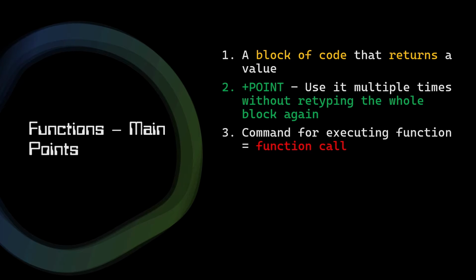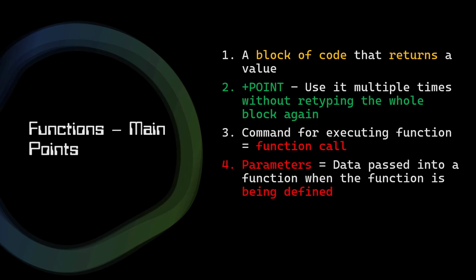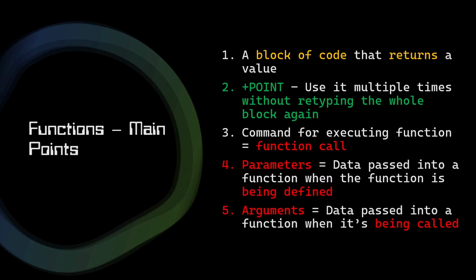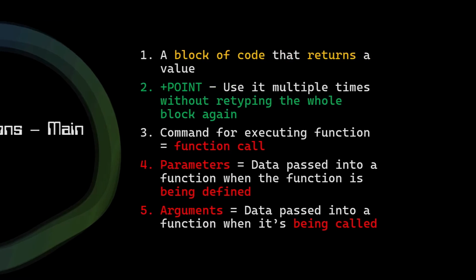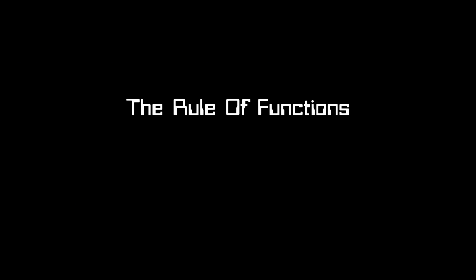Telling the computer to execute a function is called a function call. Pieces of data passed into a function when it's being defined are called parameters, and finally, pieces of data being passed into a function when it's being called are called arguments. Now that we've covered the main points, let's move on.